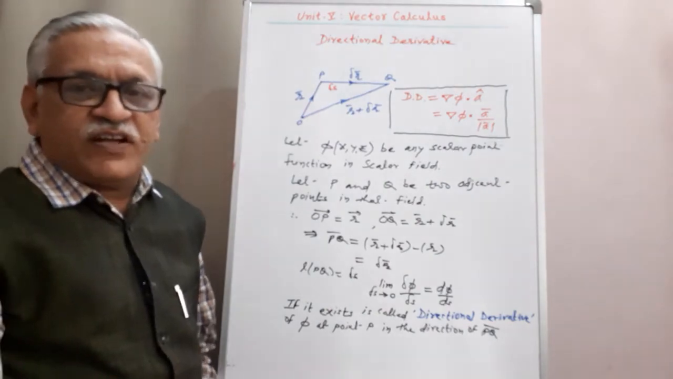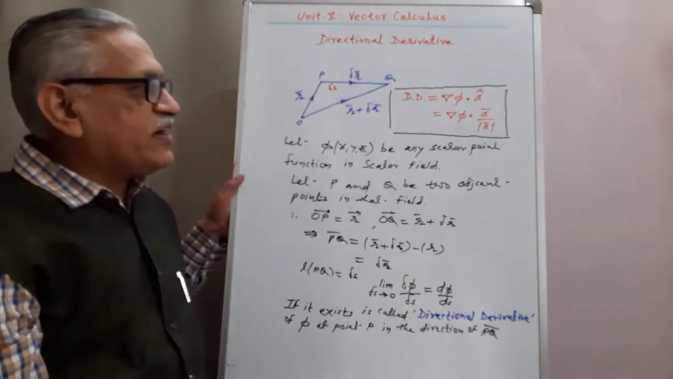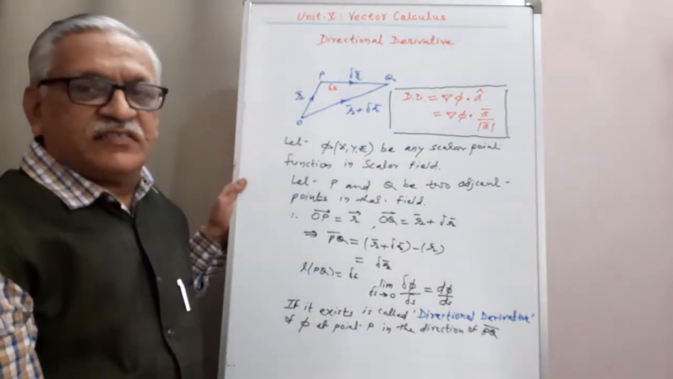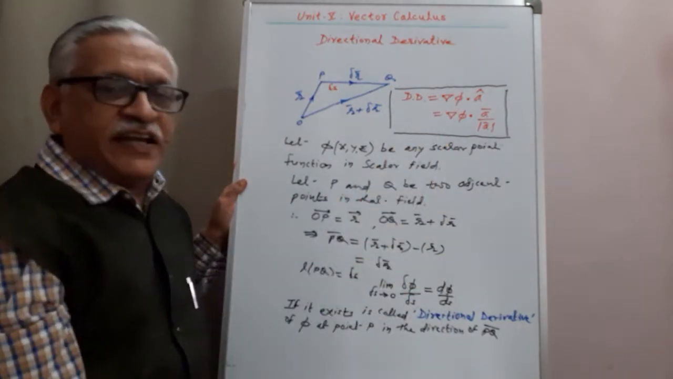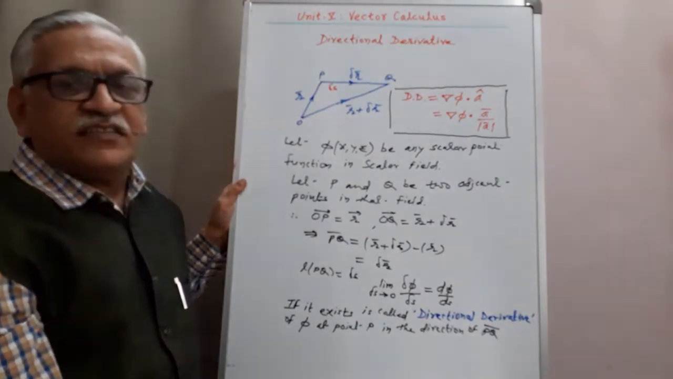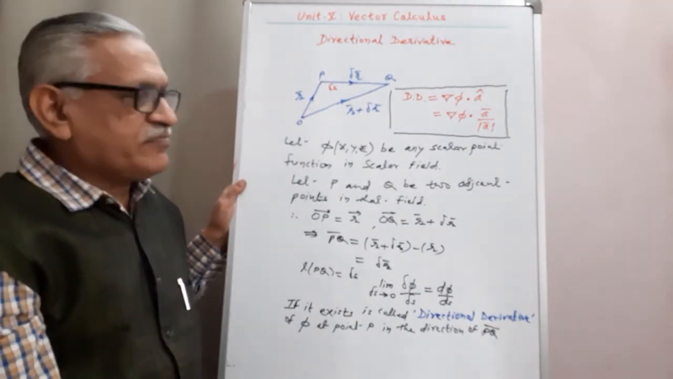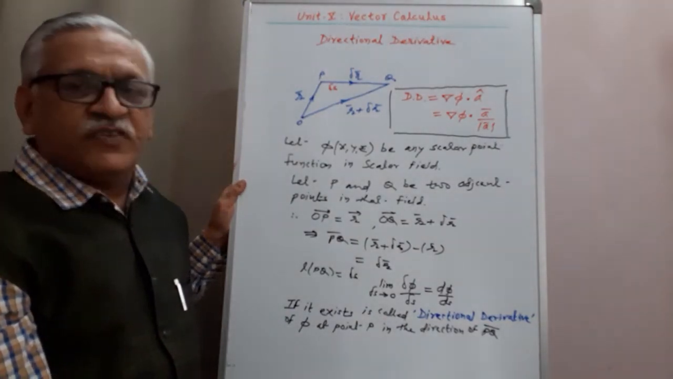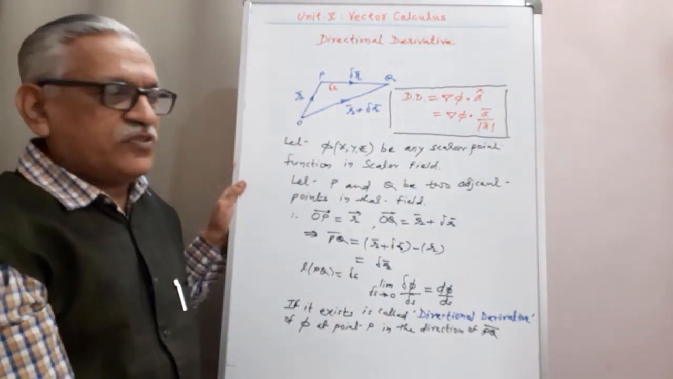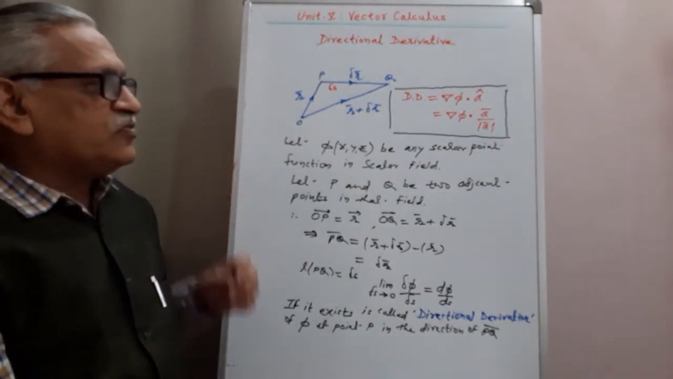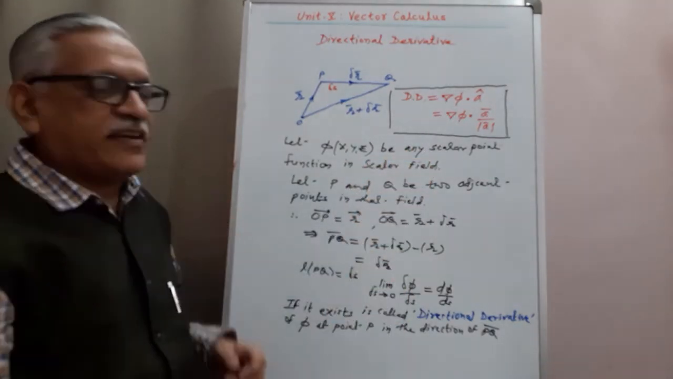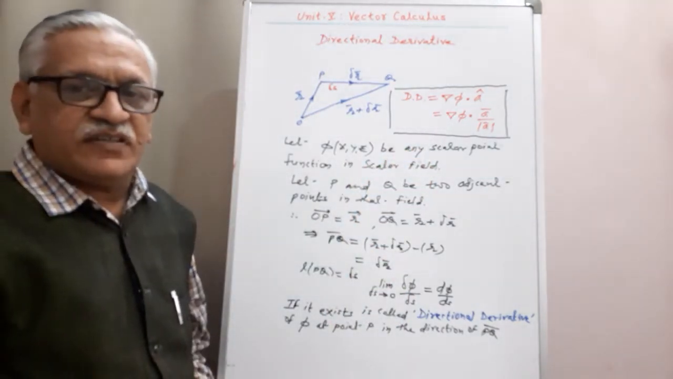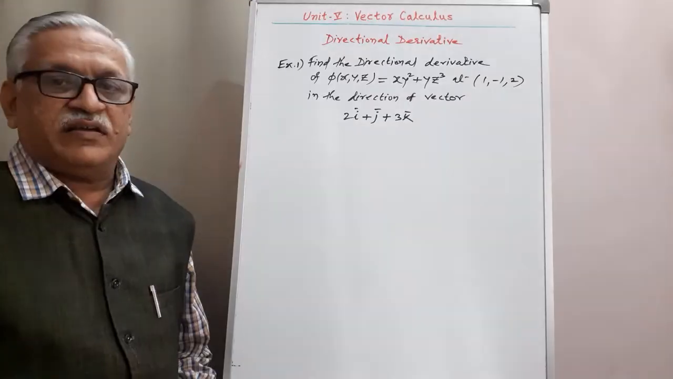Therefore, whenever we require the directional derivative, we require two things: first, given scalar point function phi, obtain its gradient, and second, the vector a bar along which we require to find the directional derivative. If we have these two quantities, we can determine the directional derivative very easily. Therefore, let us see the first problem.